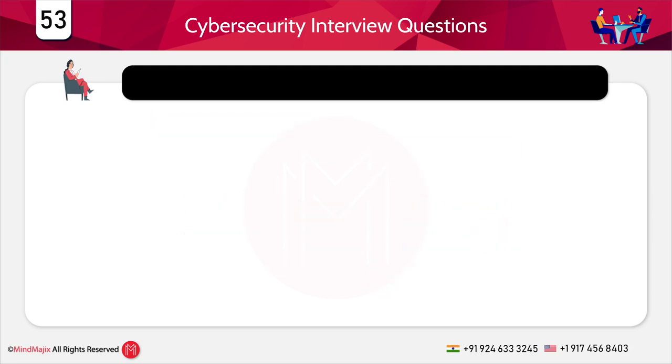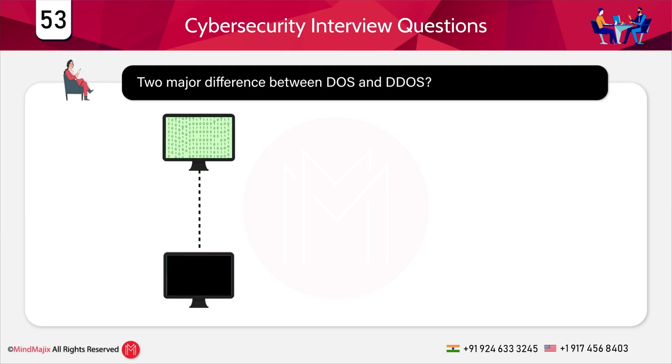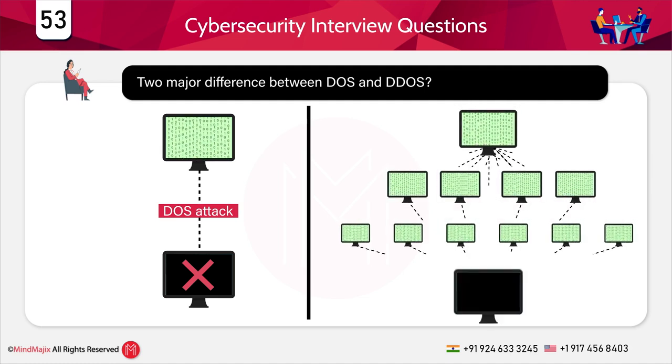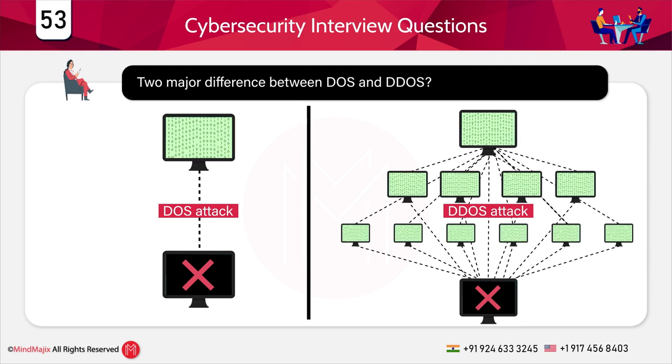Next, name two major differences between DOS and DDoS attack. In a DOS attack, we do not have any network of multiple devices. Only a single device is used. In DDoS, multiple devices are used in a network, and those are handled by a command center. Again, DOS is less effective, and nowadays it is completely outdated. Whereas DDoS, if we do it by correct measures, correct steps, is somewhat still working in the IT industry.